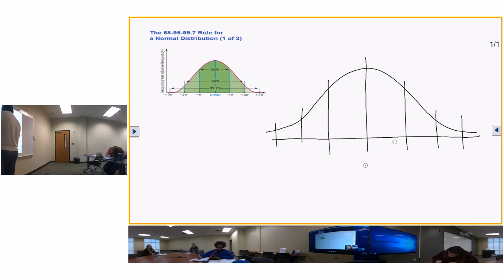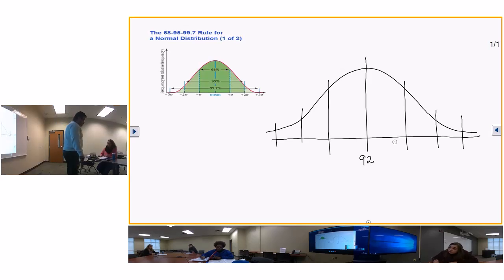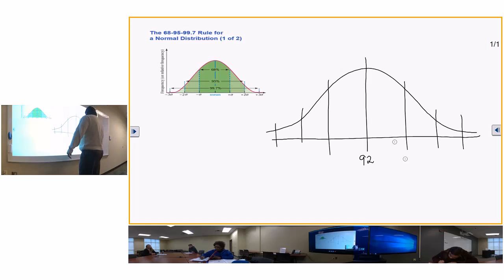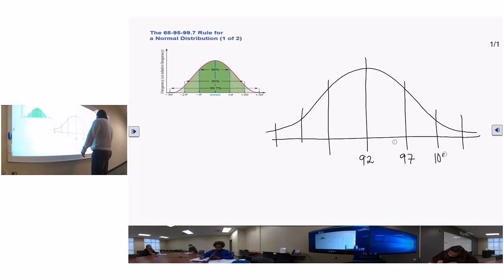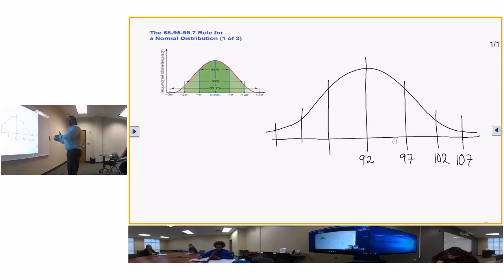So I'm going to put a 92 right here. And then the standard deviation was 5. So I'm going to add 5. So that's going to be a 97. Add 5. That's going to be 102. Add 5. That's going to be 107. Now, if I add on the right side of the mean, what am I going to do on the left side of the mean? I'm going to subtract 5.